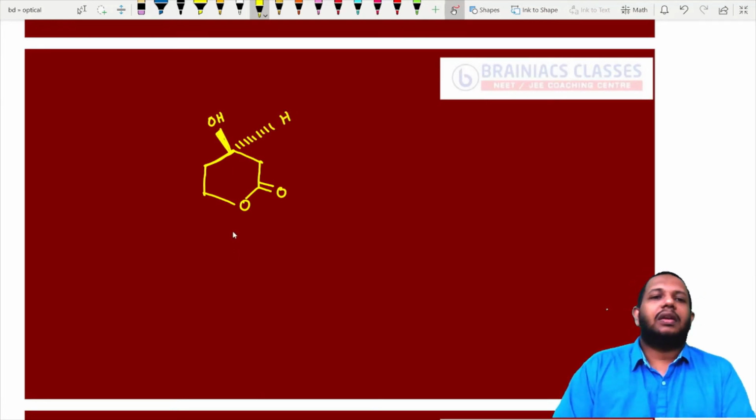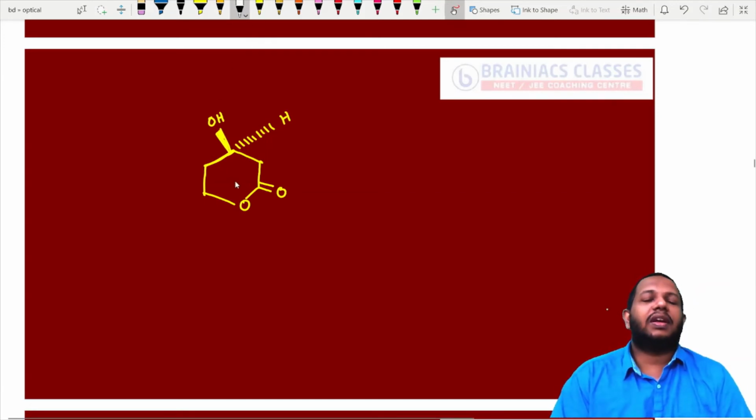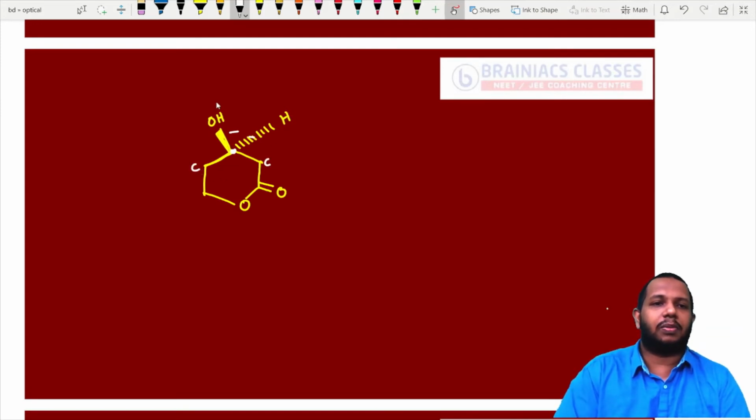Okay, now you assign the priority. On seeing this one, we can see wedge and dash are present together and nothing is present in between. Okay, then it's fine. Now while assigning the priority, we know that this carbon atom has oxygen connected, hydrogen connected, and this is connected to carbon, this is also carbon. So first priority goes to here, 1.